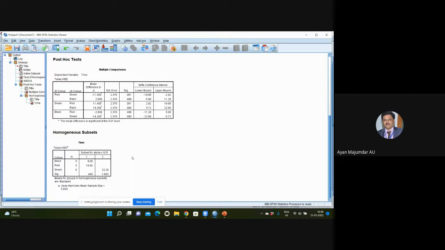Now, for further investigation, if you want to find out for which colored door there is a difference, it is the green colored door. So this is how we will deal with more than two samples. So these are the parametric tests: t-test, z-test, and ANOVA. This is all we have for today's session.